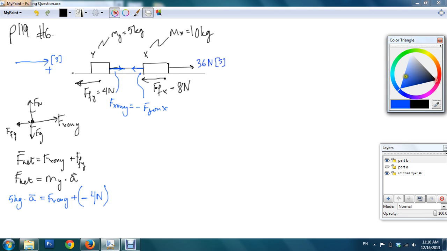Just like before, this question really is the exact same process. Everything is the exact same as before, you just have another variable. So you have to just be cognizant of that and be careful. So here we have the normal force on box X and the force of gravity, they equalize, and 36 newtons in the positive direction.